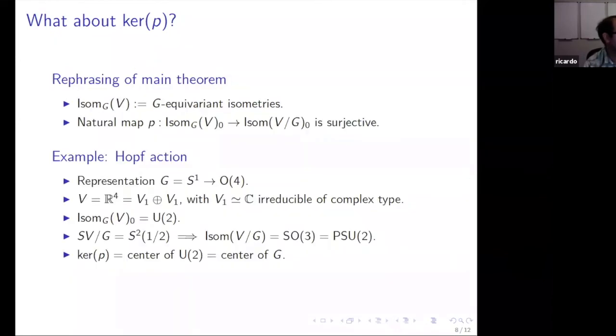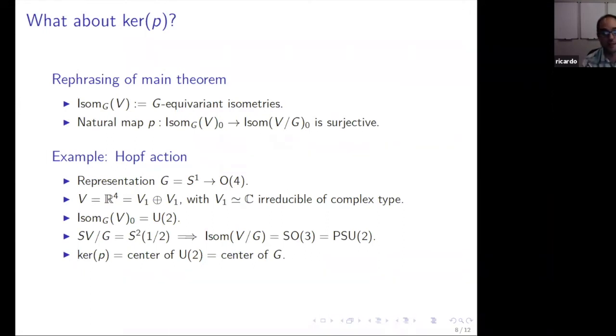Okay, so maybe I should mention also that this is not only the center of U2, but it's the center of the group G as well, right? Okay, which is abelian, right? So it's the whole group G, right? So that's why, in some sense, you see some kernel in this map.